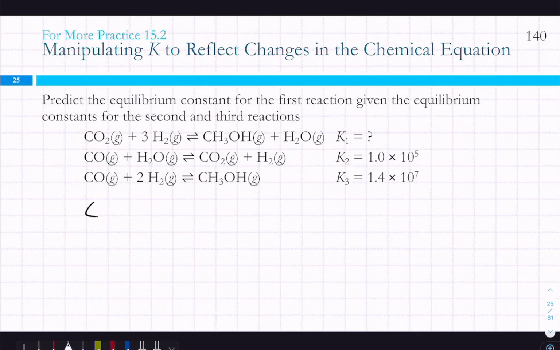So I'm just going to rewrite that second one. CO2 plus H2 gives H2O plus carbon monoxide. And now our K value is going to be K2 raised to the negative 1. That's 1.0 times 10 to the negative 5. So now we're not using this one anymore.